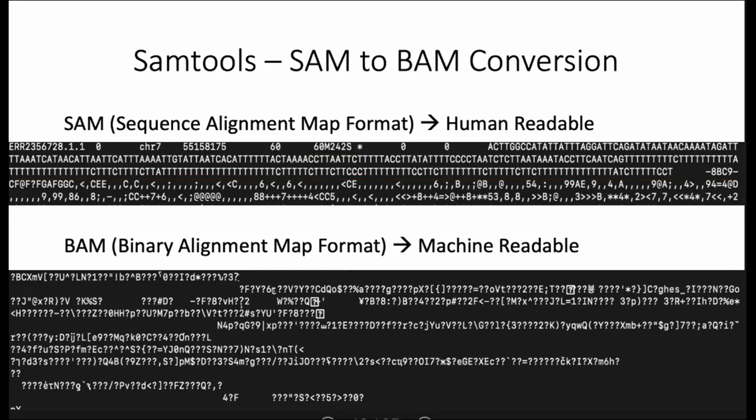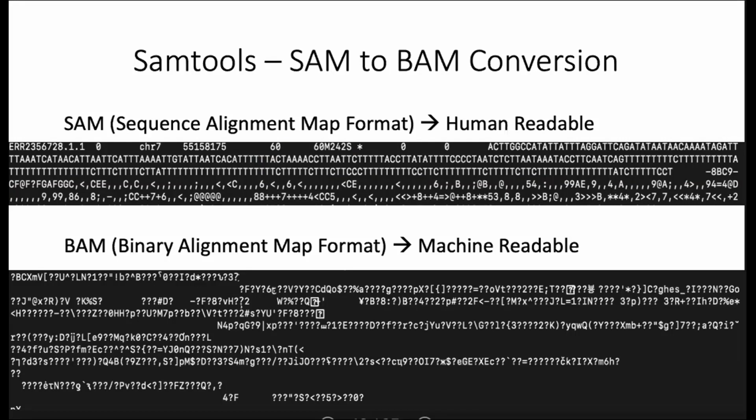Therefore, to save space and time, the SAM files are converted into what's known as a BAM file, which stands for Binary Alignments Map Format. So both these files contain the exact same data, but the BAM file is only machine readable. That is, if you try to vim the BAM file, you cannot interpret what these random characters mean, but the computer can.